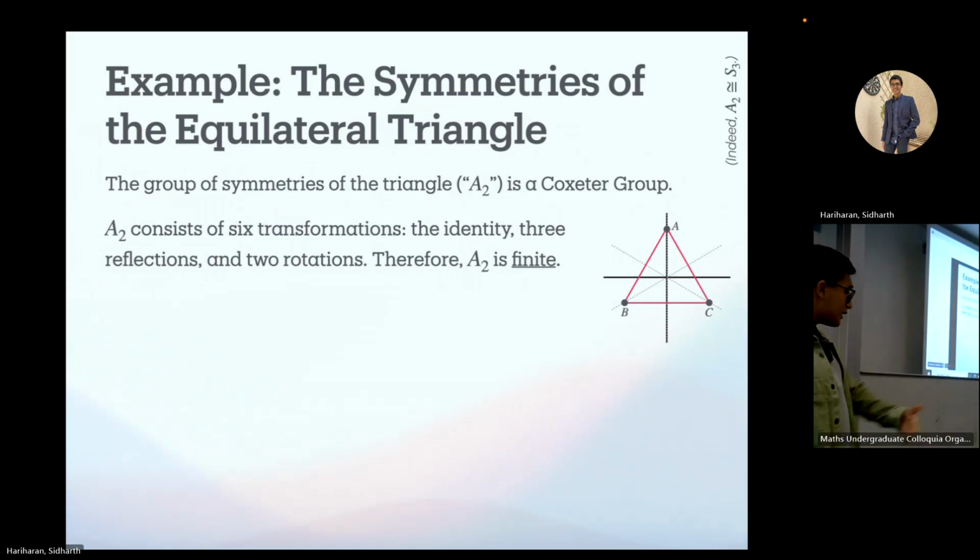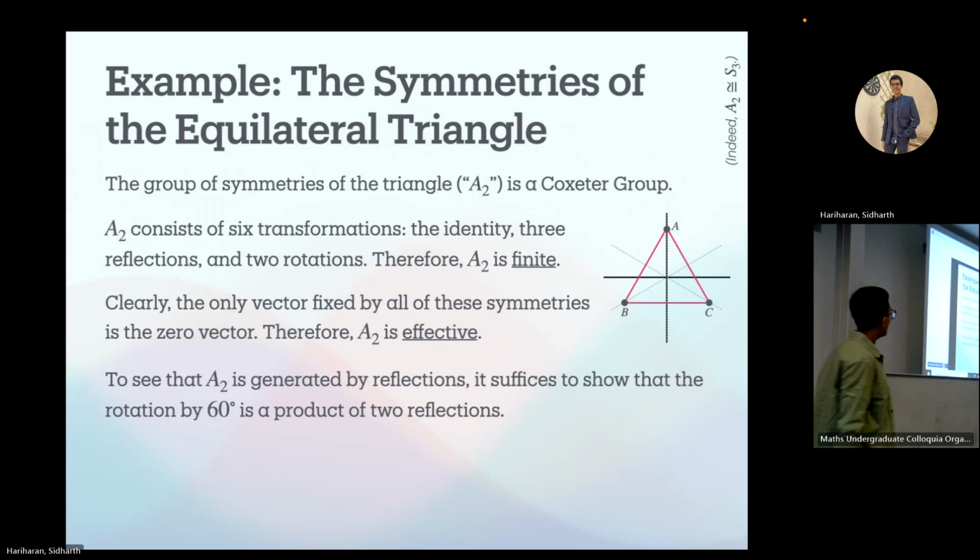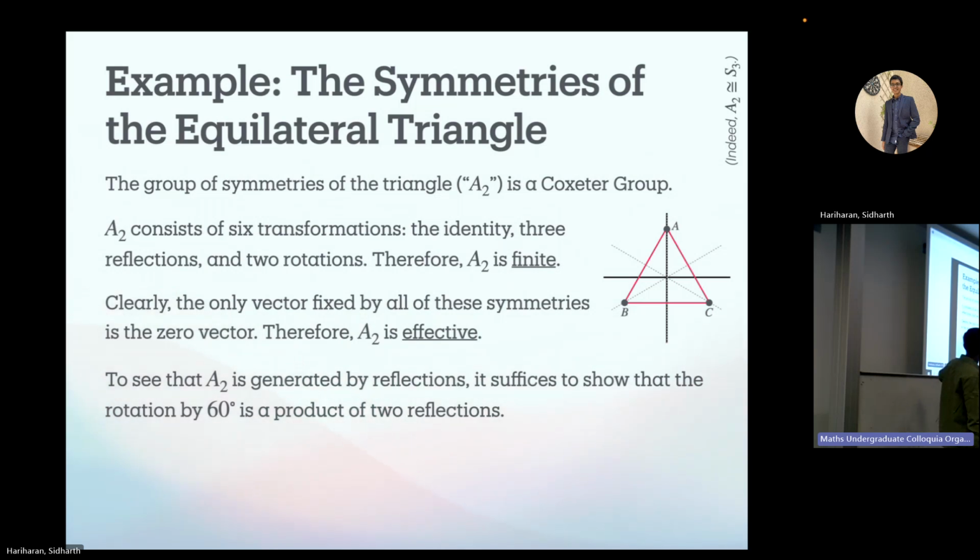Okay, so we can clearly see that A2 is finite, right? And the only vector fixed by all of these symmetries is the 0 vector, right? And okay, that's a typo. That should be 120 degrees. But anyway, if you want to show that A2 is generated by reflections, obviously there are 3 reflections. There are 2 rotations, and one of those rotations is the inverse of the other one. So you only need to show that that rotation is the product of 2 reflections. This should be 120. Apologies.